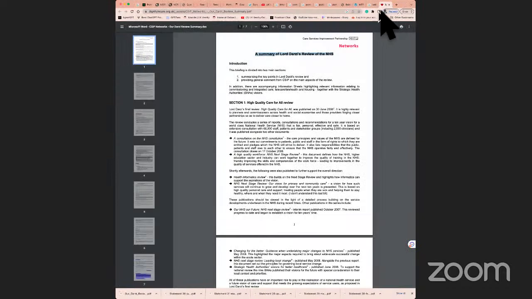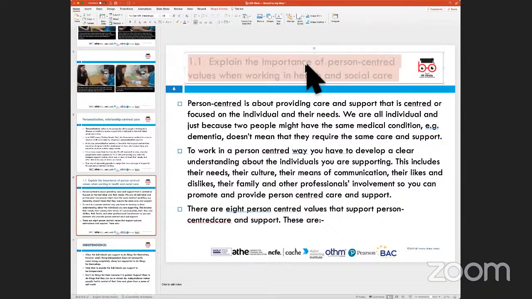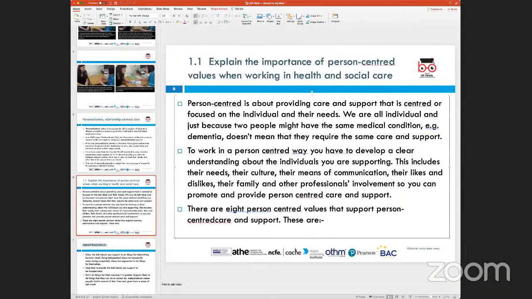Okay, with this background, what we should do now is go into some of the assessment criteria that we've got to discuss in Learning Outcome 1. The first assessment criteria talks about explaining the importance of the person-centered approach in the health and social care sector. It goes without saying, why is it important? Because it focuses on the needs and requirements of the individual.